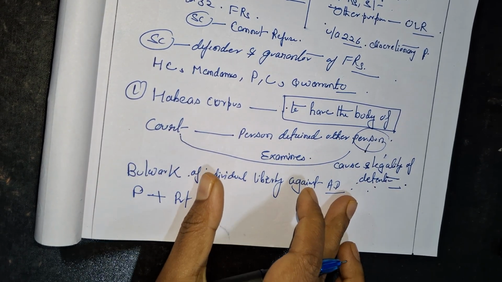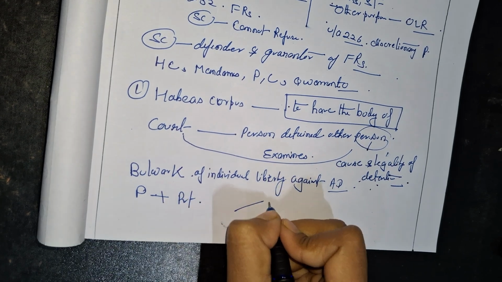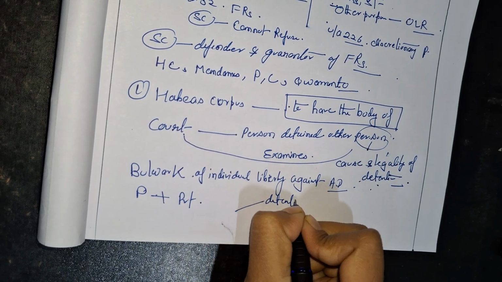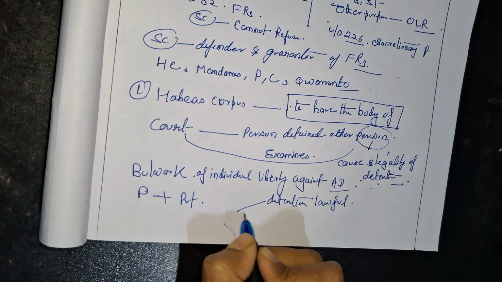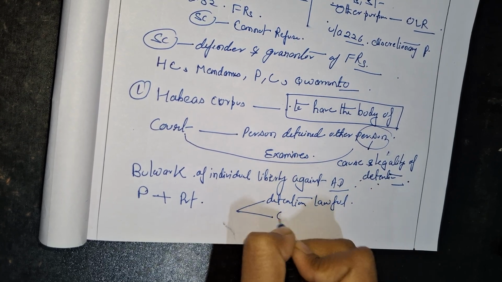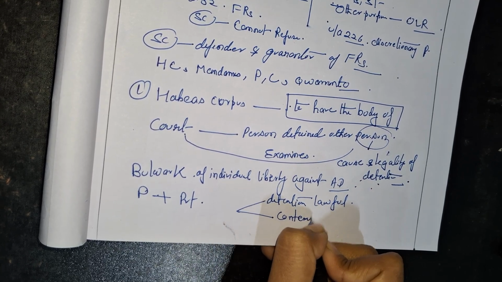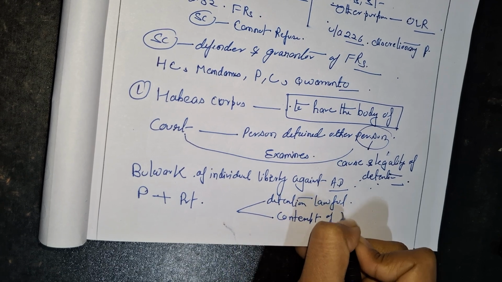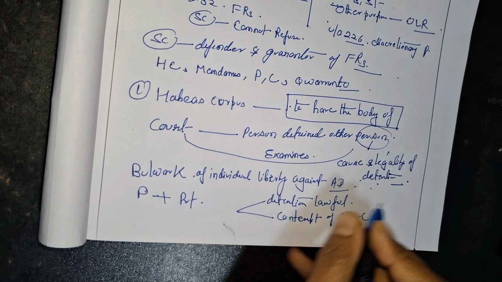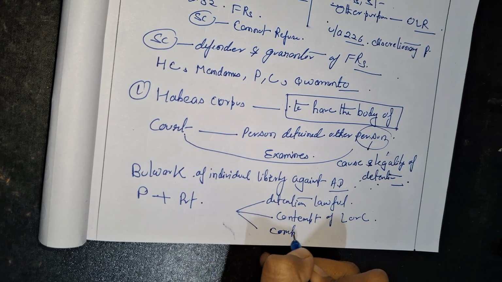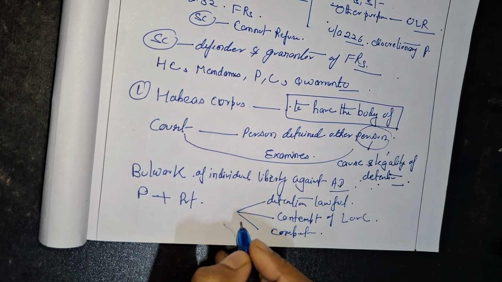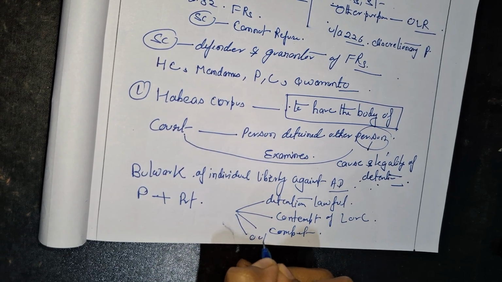But this writ cannot be issued where detention is lawful, the proceeding is for contempt of legislature or court, detention is by a competent court, or detention is outside the jurisdiction of the court.